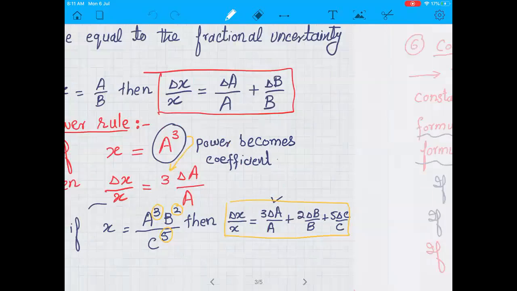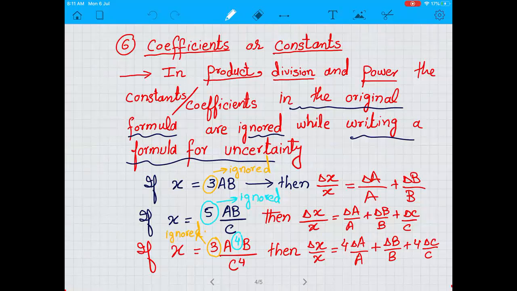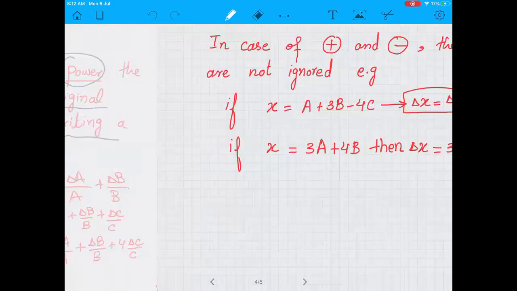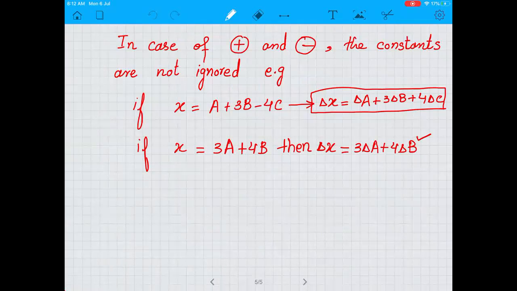And then number 6 was about coefficients or constants. In product, division and power, whenever you have product, division, or power, the constants or the coefficients will be ignored while writing the formula for uncertainty. While in case of plus and minus, the constants will remain there while writing the formula for uncertainty. These are the rules for uncertainty calculation. We'll solve some examples later on. However, let's move on with the notes right now.